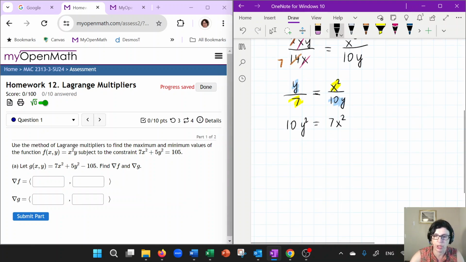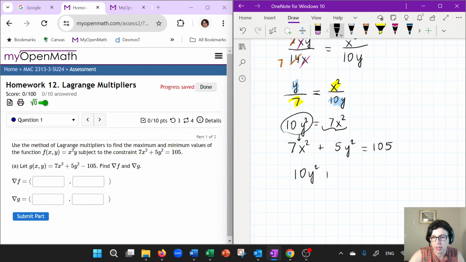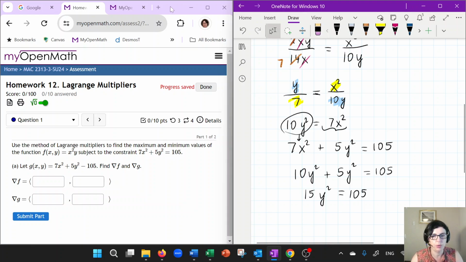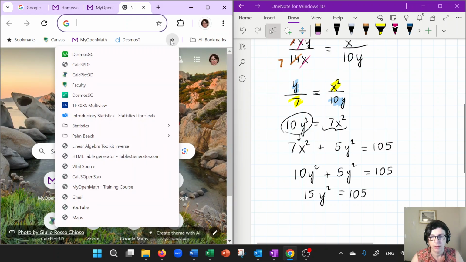Now, we also need to note that the constraint has to be satisfied. So let me rewrite the constraint again: 7x squared plus 5y squared equals 105. I see the 7x squared right there, and that is 10y squared. So I'm just going to substitute that, and I will get 10y squared plus 5y squared equals 105. All right, so that gives me 15y squared equals 105. Now I'm not sure whether 105 is divisible by 15.